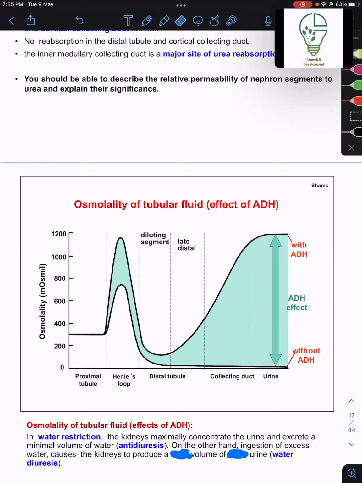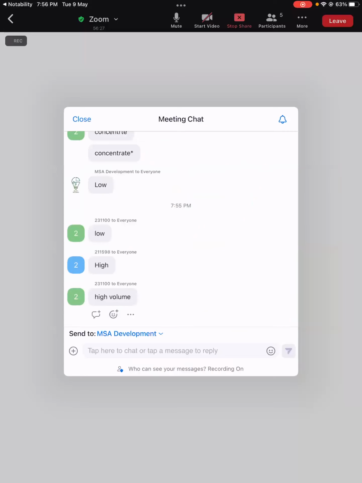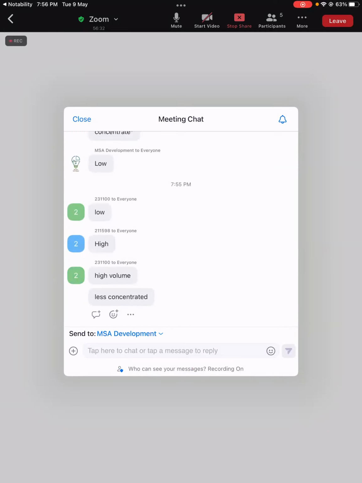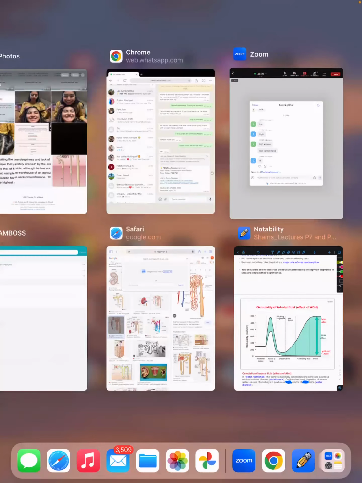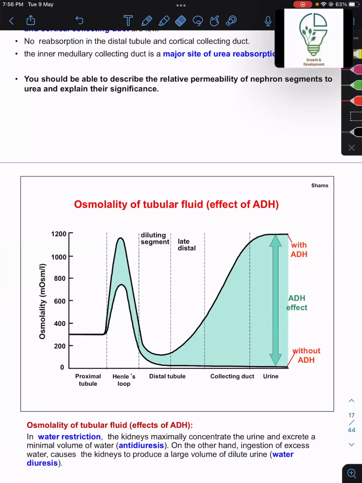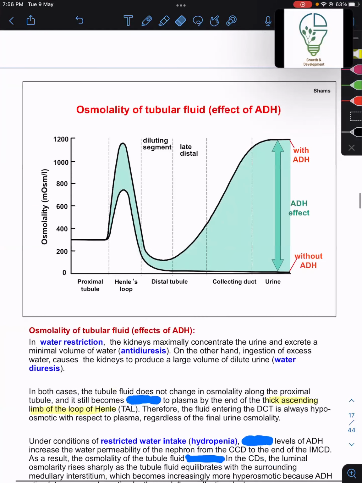Okay, so on the other hand, ingestion of excess water, so this is a state that my body already has a lot of water, causes the kidney to produce a low or high volume of water. And is the urine going to be concentrated or dilute? So tell me the volume and tell me the concentration in cases of excess water. High volume, good. And is it going to be concentrated or dilute? Good, less concentrated. Large volume of water, that's very dilute, okay.